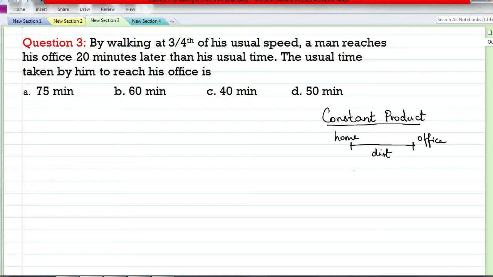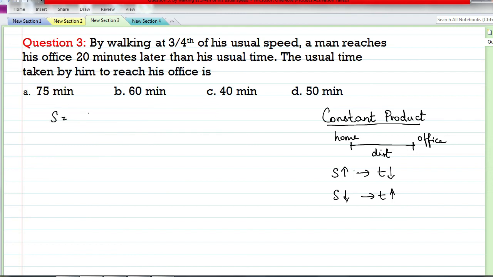The distance remains same always, right? What varies is, he is traveling, if his speed increases, he travels with a greater speed, then time decreases, or if he goes slowly, then time increases. So these two are the quantities that change, but distance remains same. So we use the speed equals distance by time formula.